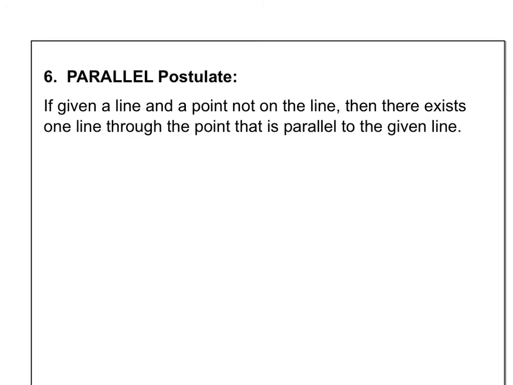And our last one, number 6, if you're given a line and a point not on the line, let's draw that. Here's a line, we'll call that A, and here's a point, we'll call that P, and P is not on A. So if given a line and a point not on the line, then there exists one line through the point that is parallel to the given line. A question might be, how many lines can I draw through P that would be parallel to A? The answer is only one line. Only one line would be parallel to line A.